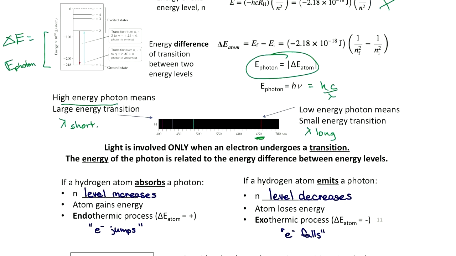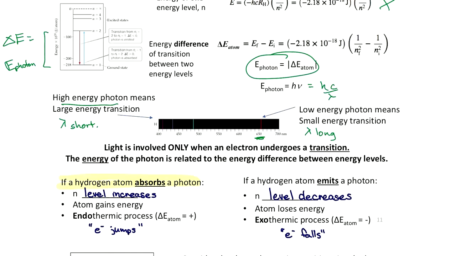Okay, so now let's talk about what kind of light is involved with this transition. If a hydrogen atom or any atom at all absorbs a photon, which is just pure energy, what do you think will happen to the electron? Will it get promoted higher on the ladder, or will it fall? It's going to go higher, so it's going to climb up the ladder. So when light is absorbed, electrons are promoted to higher energy levels.